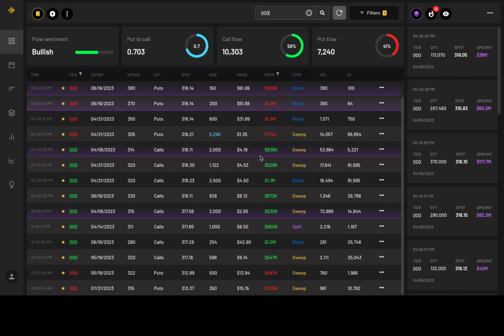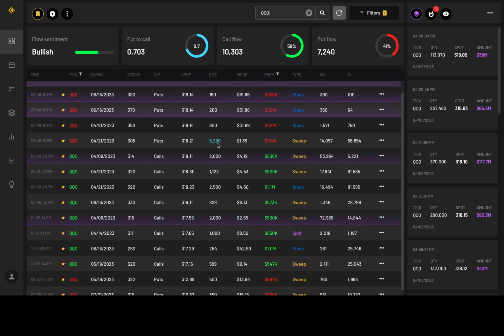This one here though, puts for 305 strike price, over 700K in premium for April 21st. All right, so came at 345. That's an interesting one.